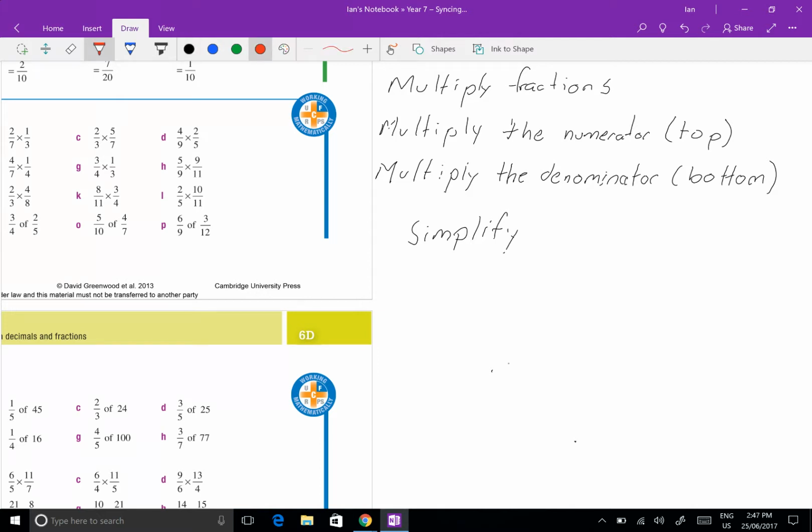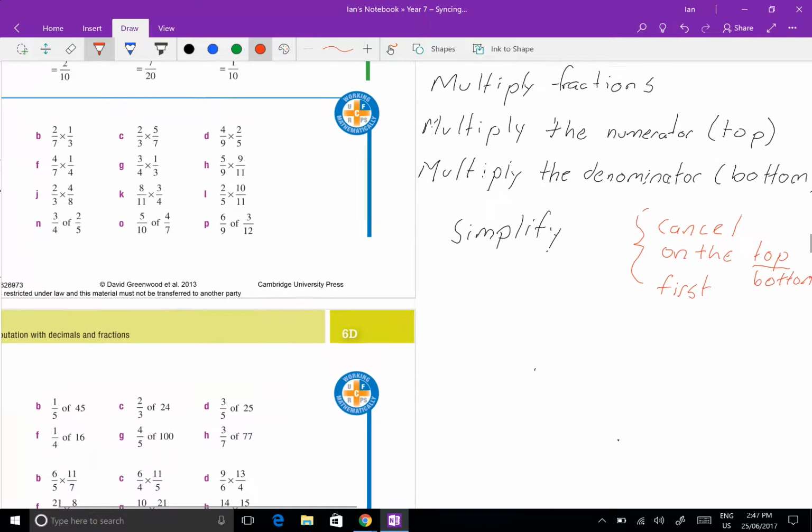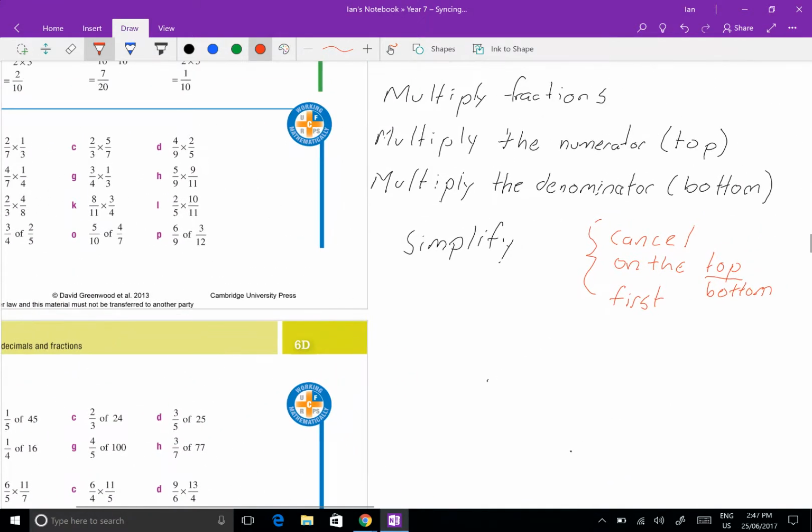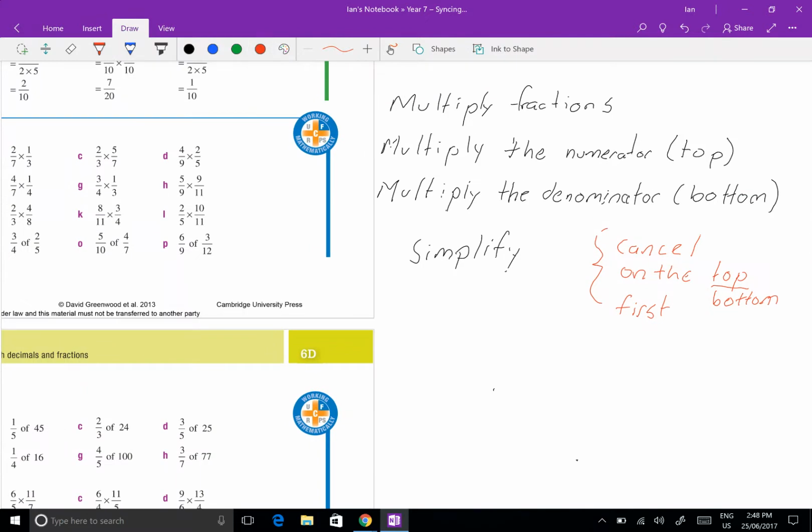Now, good students may be able to do this. They may be able to cancel on the top and the bottom first. So we'll have a look at how we can do that with some of these questions. But you don't have to. You can just multiply the top, multiply the bottom, and then simplify. But if you can cancel, it'll make things easier. So let's have a look at some of these.